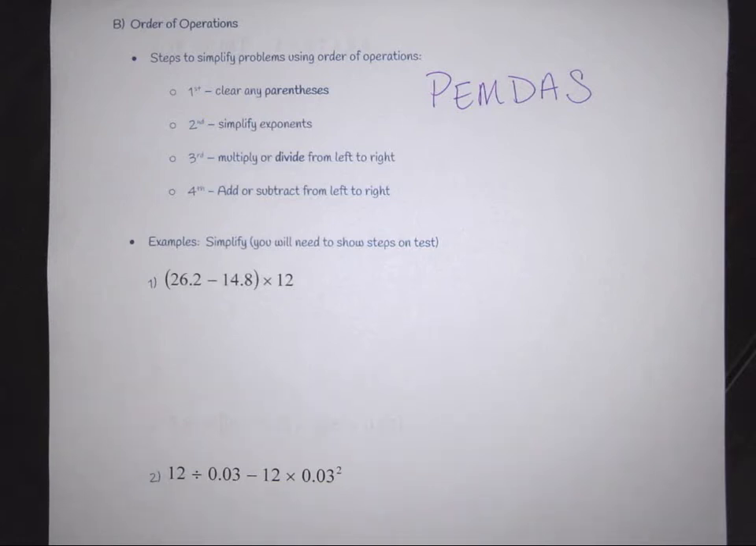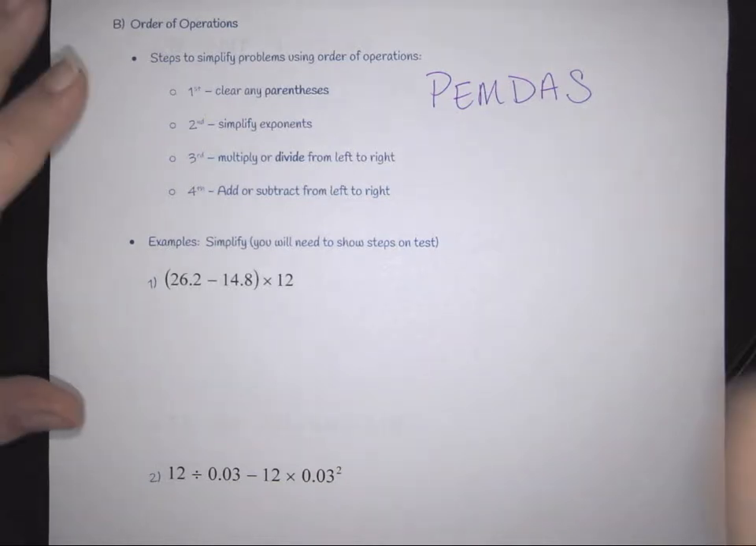Now, P stands for parentheses. What that means is that you have to perform all operations inside the parentheses before you can do anything outside. Once you're done or have satisfied your parentheses, you need to look for exponents. And then you have to simplify those exponents by performing them before you can move on.